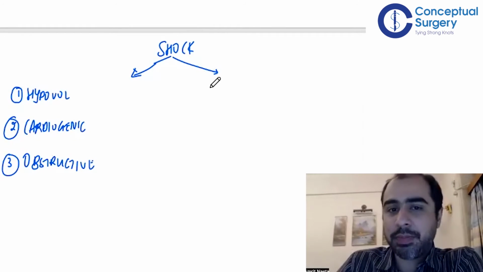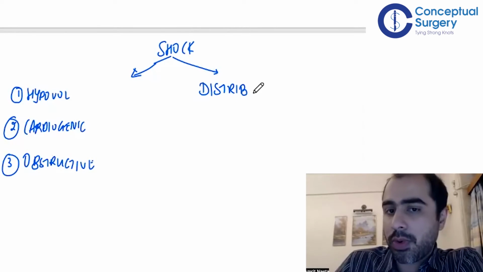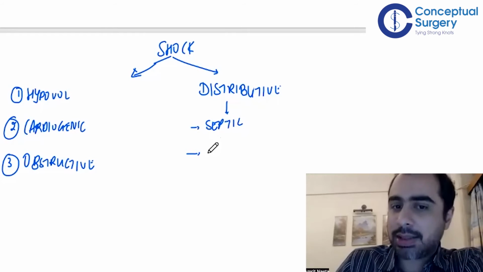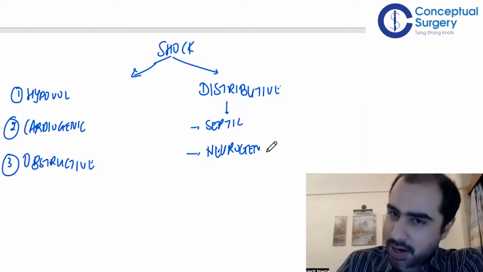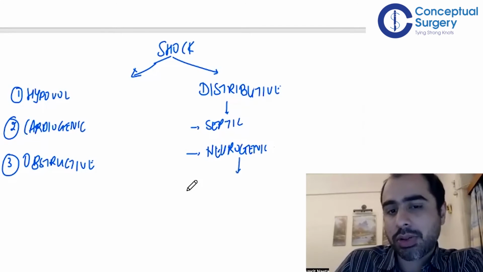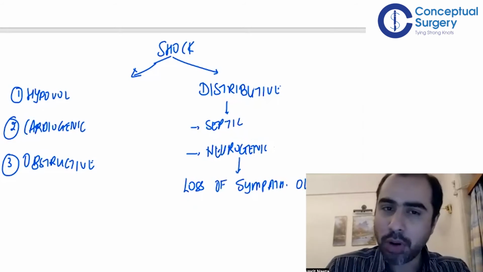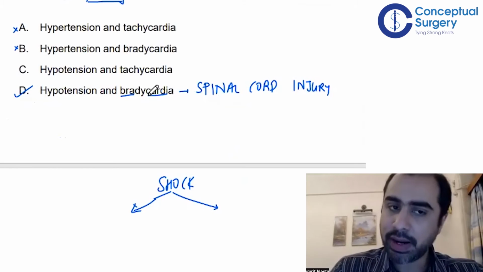They come in the same category. It's a very important category. It is called distributive shock. There is no volume loss in distributive shock. So distributive shock is sepsis or septicemia or septic shock, anaphylaxis, and neurogenic shock. Neurogenic simply means, if I ask you in one word, there will be loss of sympathetic activity or loss of sympathetic outflow. Okay, blood will get pooled in the periphery, kind of like septic shock. That's why it is distributive. That's why bradycardia. It's because the sympathetic activity is gone.